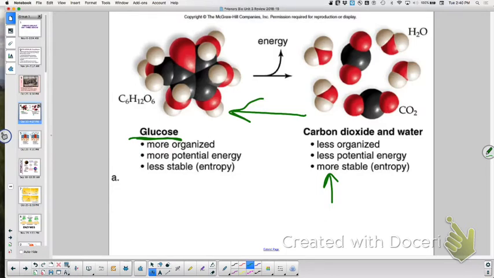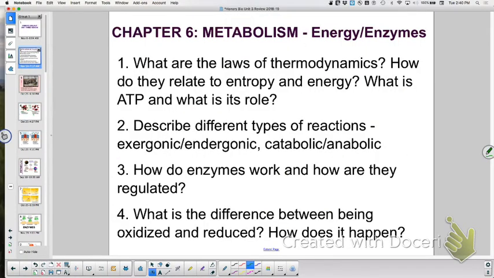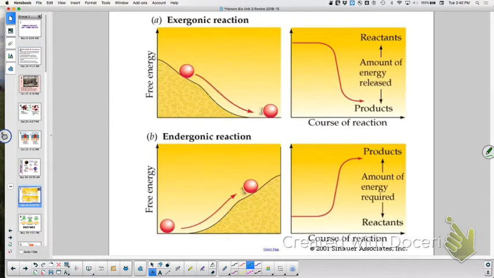When we do cellular respiration this way, that would be what? Catabolic. And the energy that is released through this process is what we use to build ATP. Okay, so that's how they are related. And then describe two different types of reactions: exergonic, endergonic, catabolic, anabolic. We kind of just did that, but here's a chart as well.